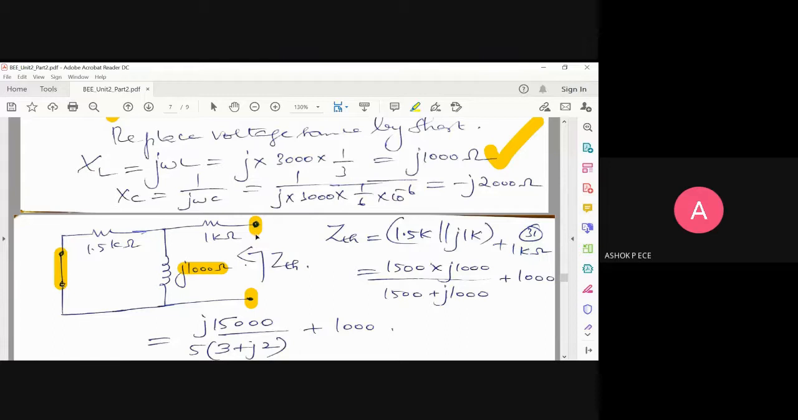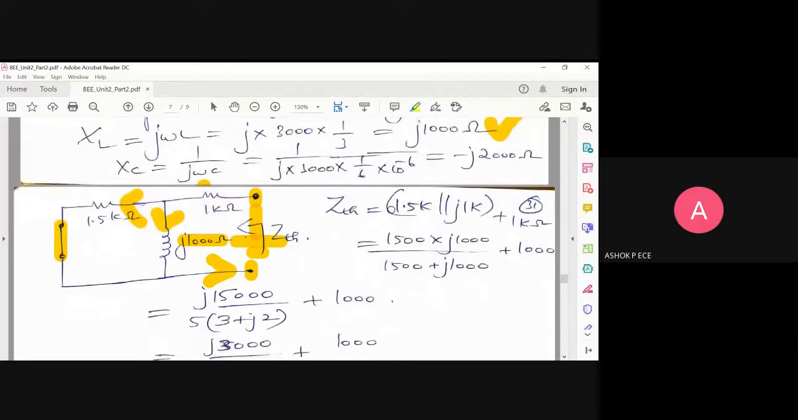So if I connect the voltage source here, you have to see how the current is going to flow. Current will be flowing like this. It will be splitting into two like this, and again it will be coming back. When the current is splitting, you can say it is parallel, and when the same current is flowing, it is series. So 1.5K is parallel to j1000, that is in series with 1 kilo ohm, is your ZTH. Is that clear? 1.5K parallel to j1000 plus 1K. That is going to be your ZTH.